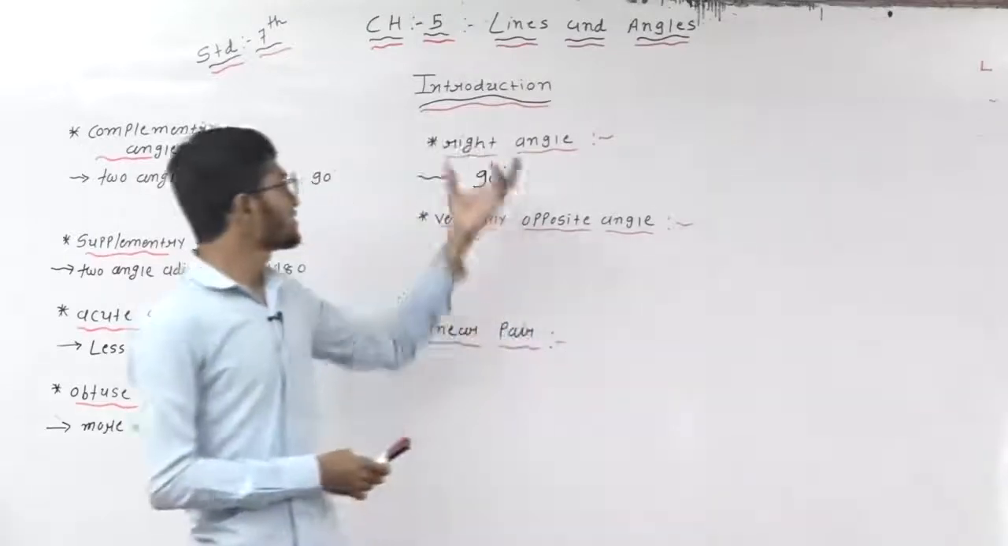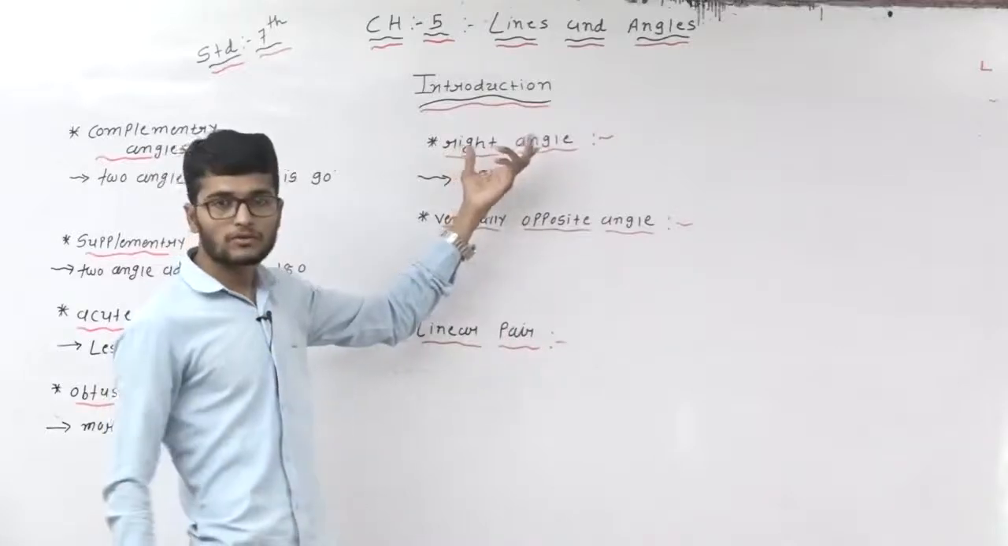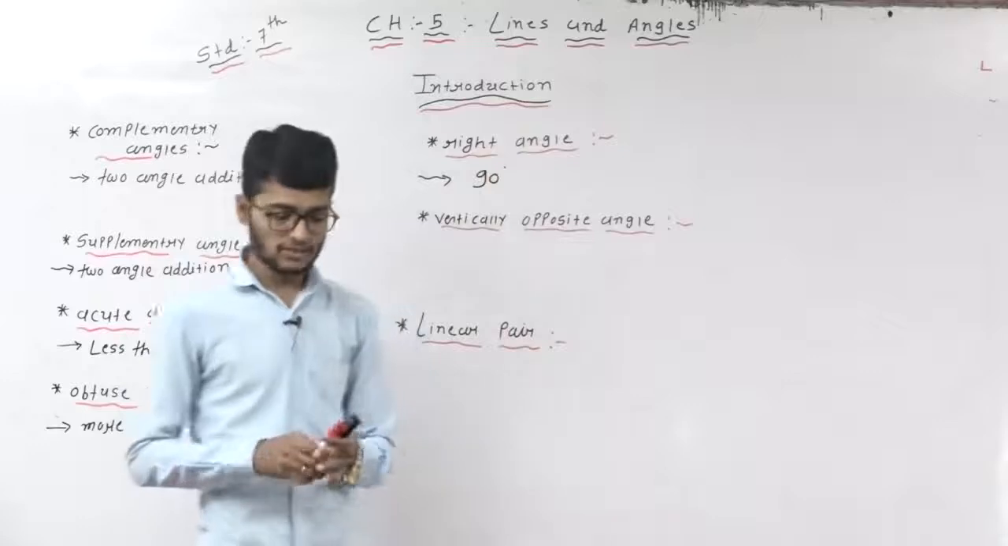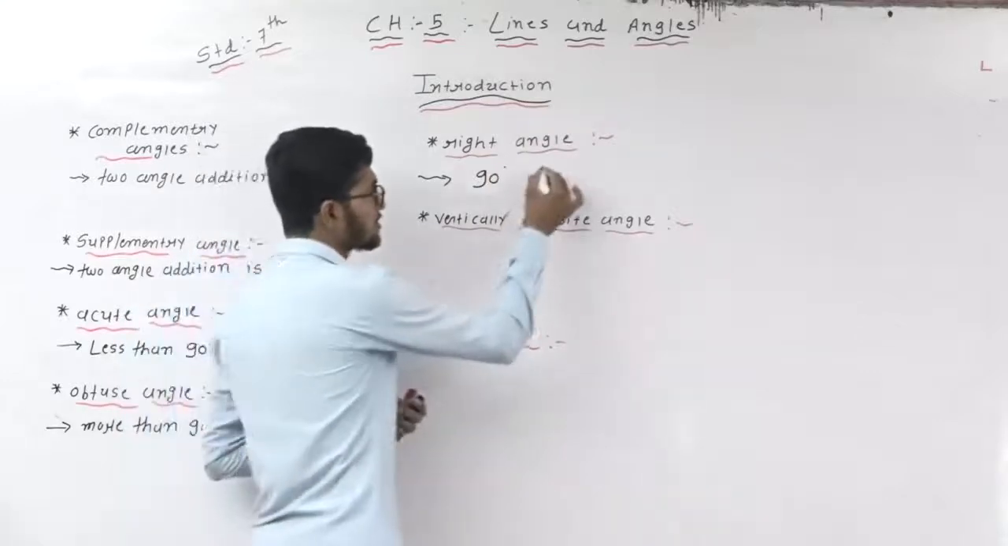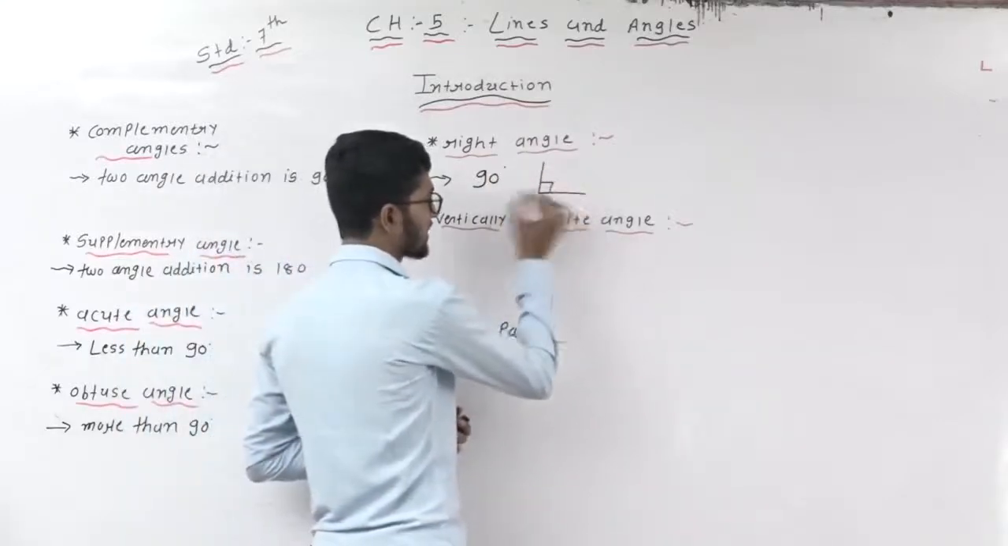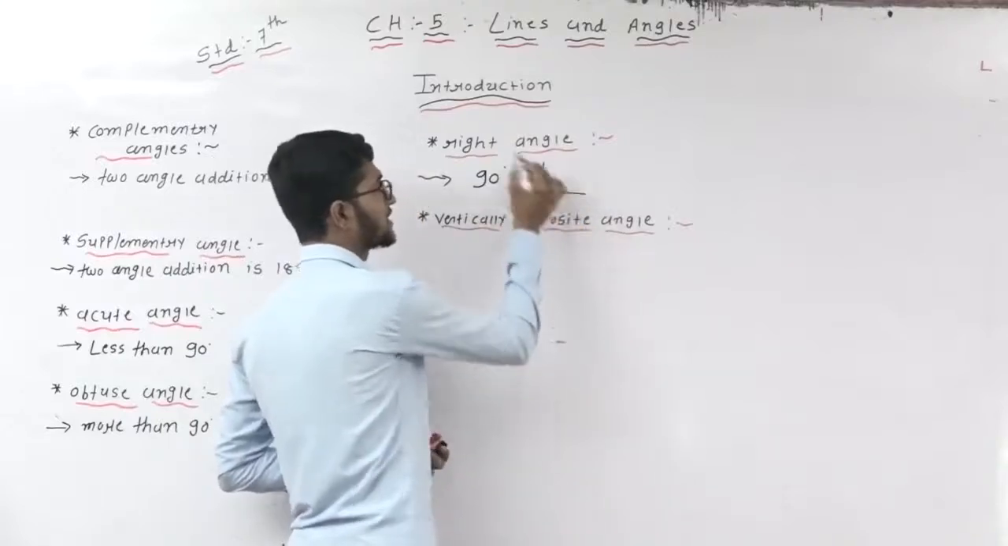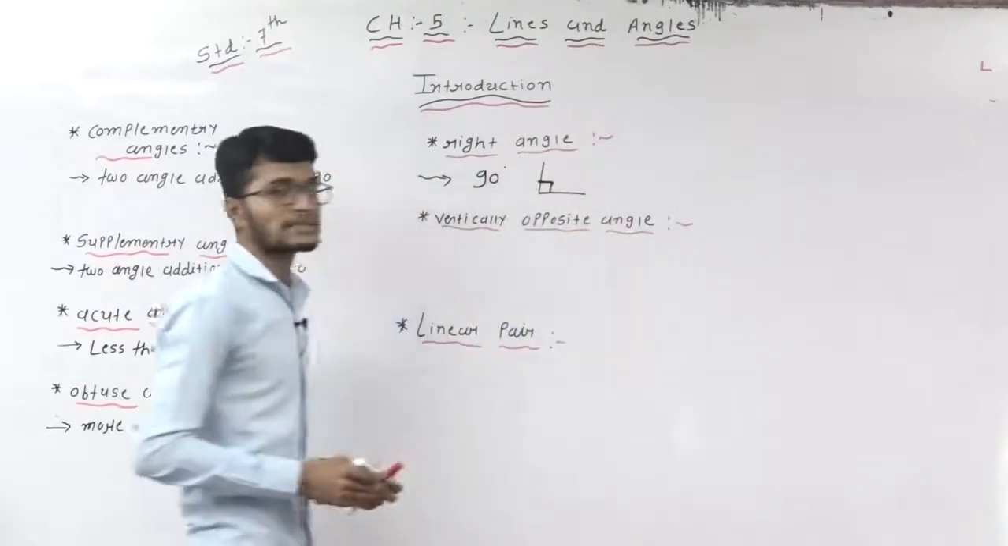Then after that, the right angle, as you all know, is 90 degrees. It's called a right angle. So this one is the symbol of the right angle. This one is the right angle sign. This means 90 degrees. So 90 degrees means this one is called a right angle sign.